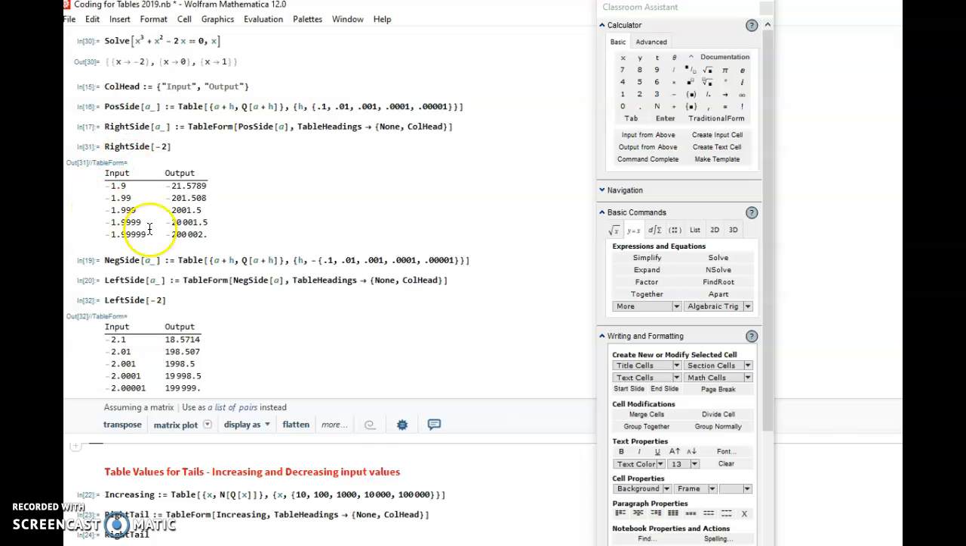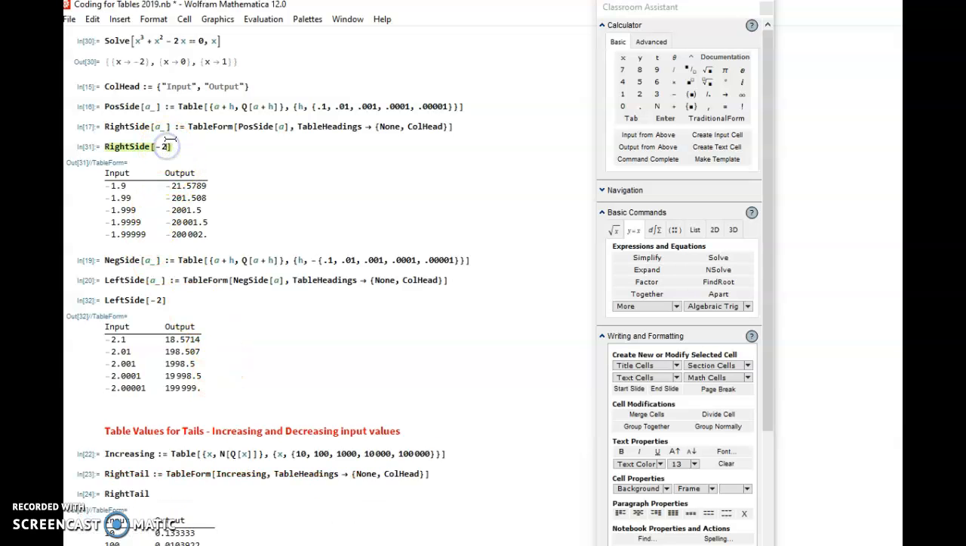As we approach from the right, the limit approaches -infinity. As we approach from the left, the limit is equal to +infinity. Therefore, we say the limit does not exist, and there's a vertical asymptote there at x equals -2.